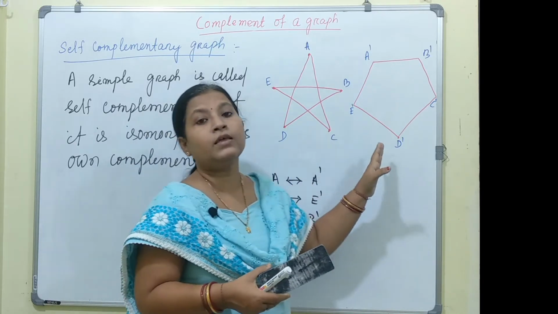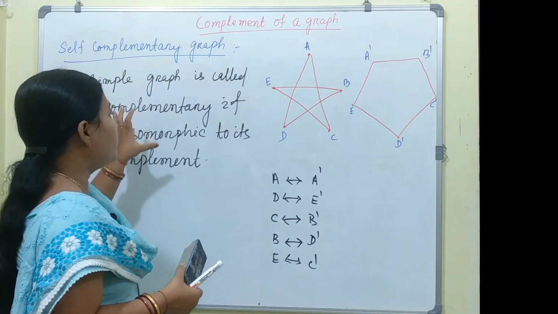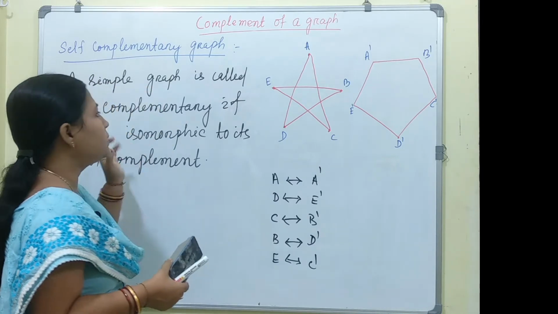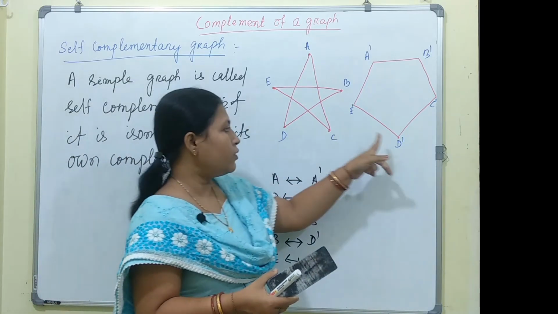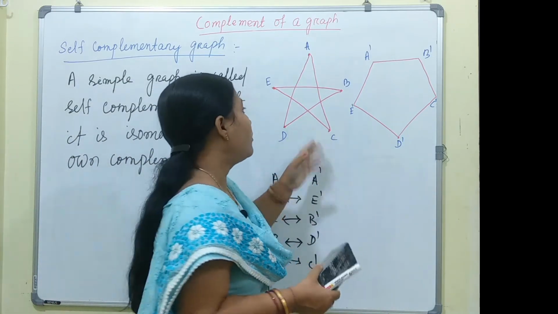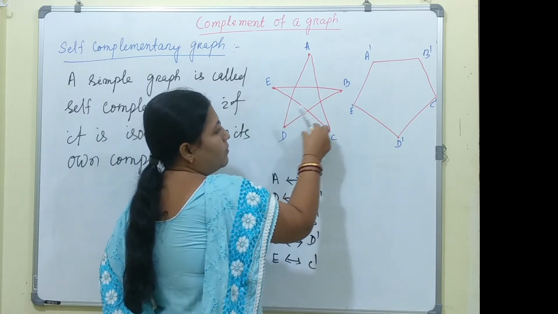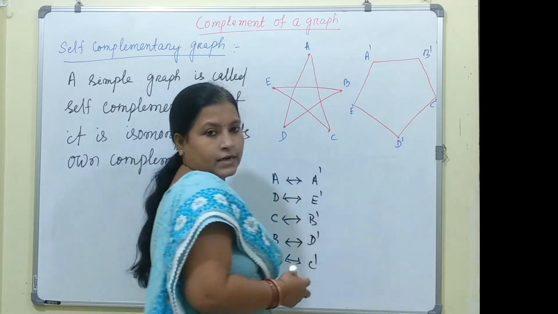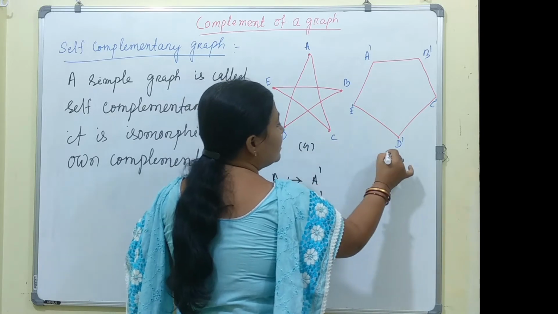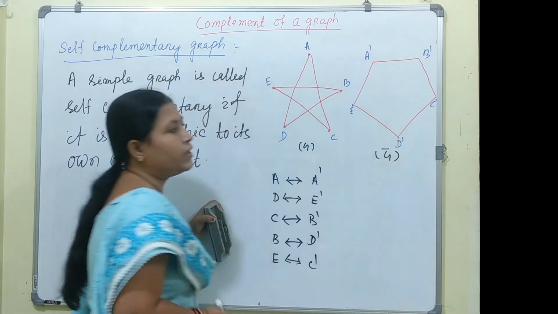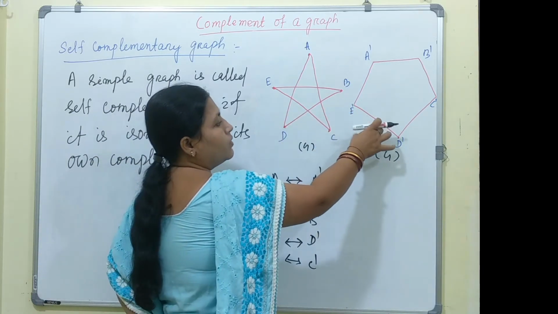One graph with another graph. Now, a self-complementary graph means it is isomorphic to its complement. So here we are taking two graphs. One thing we have all seen is that this graph is the complement of this graph. So this is G and this is G bar. They are complements of each other. Now we will see that this graph is isomorphic to this graph.